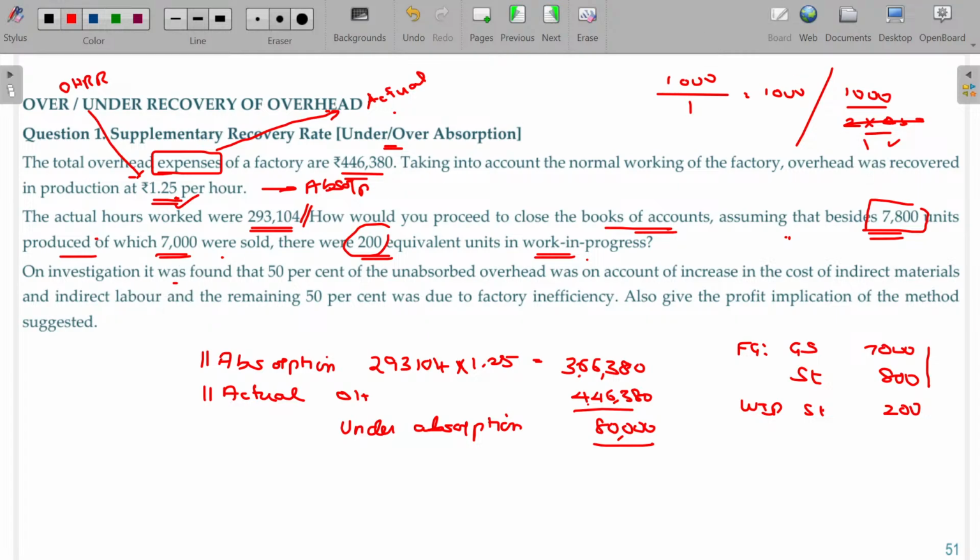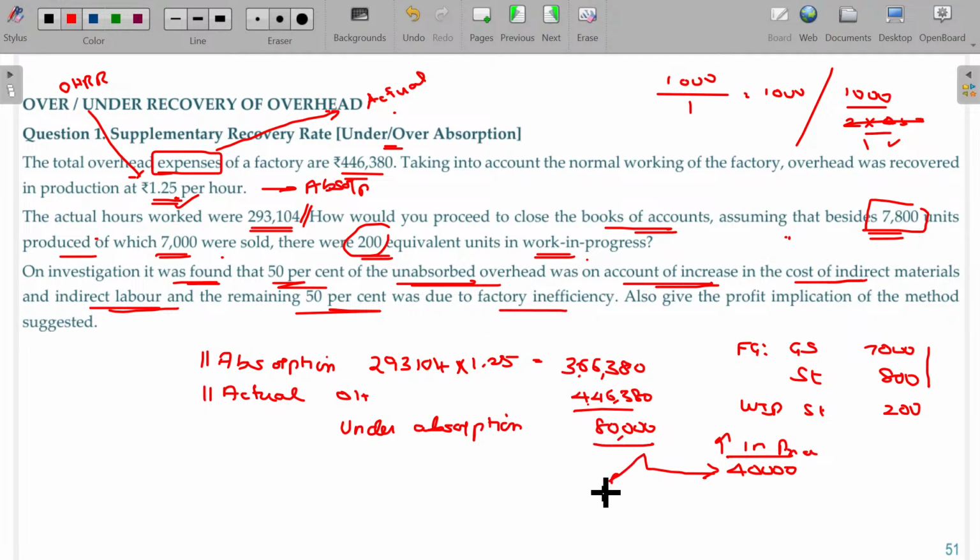Now, on investigation, it was found that 50% of the unabsorbed overhead was on account of an increase in the cost of indirect materials and indirect labor. So here 50%, 40,000, may be due to inflation, the increase in price. The remaining 50% was due to factory inefficiency. Now tell me.